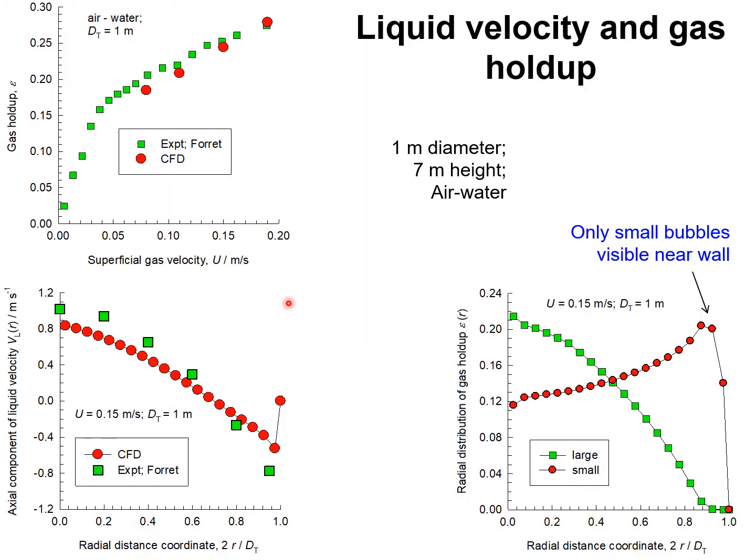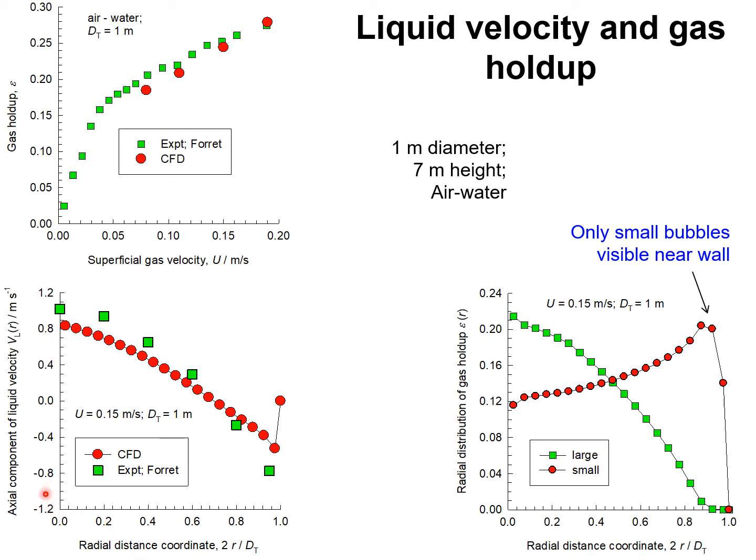We now compare the experimental data for an air-water bubble column of diameter 1 meter and height of 7 meters with CFD simulations. This graph compares the gas holdup as a function of superficial gas velocity. The red circles are CFD simulations, and the green squares are the experimental data obtained by Foray.